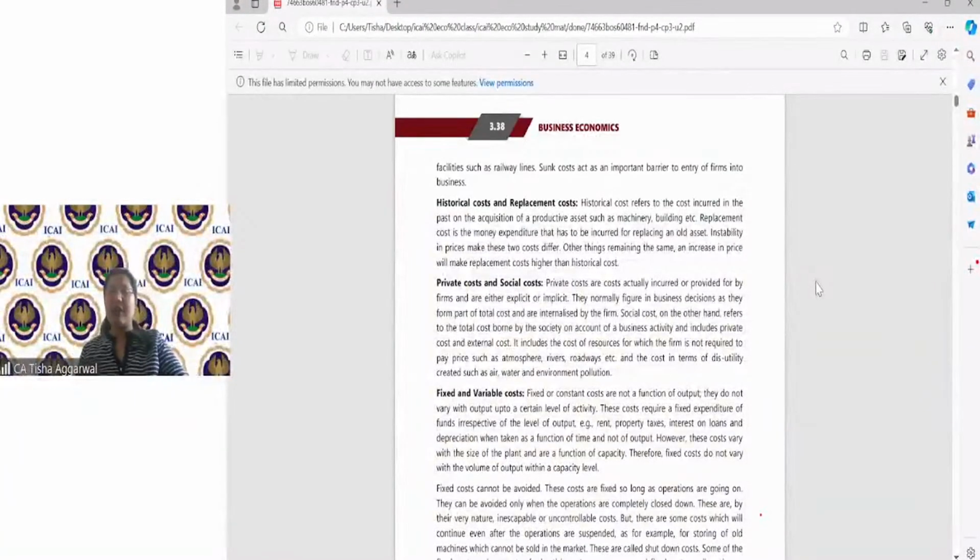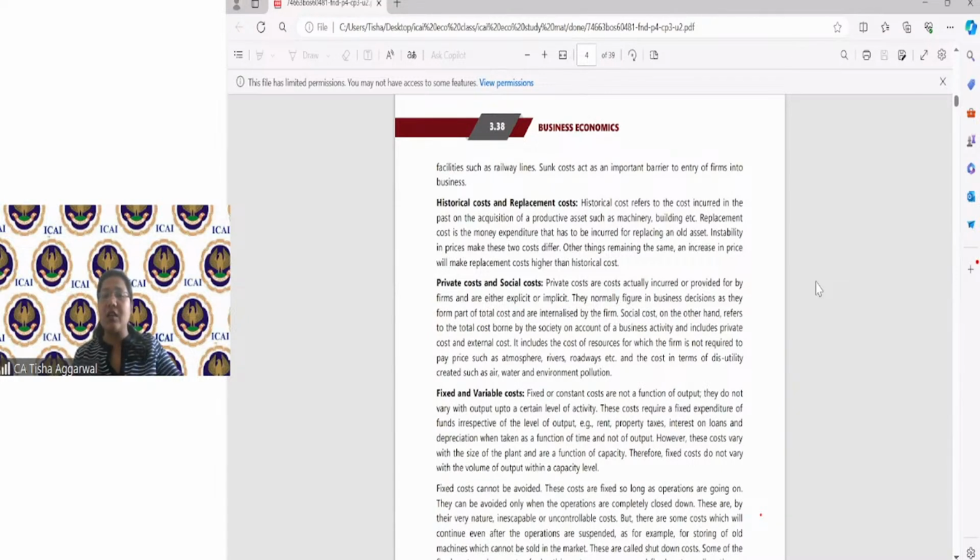Historical cost is something which has already been incurred. For example, the money expenditure that has to be incurred for replacing an old asset is the replacement cost. Historical cost is what has already been done, for example, the cost incurred to buy a machine or to buy a building. Okay. Private cost and social cost.